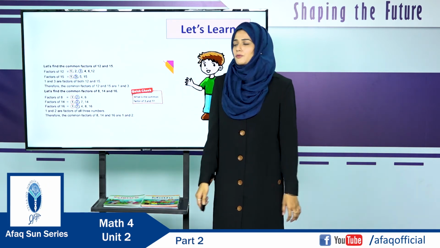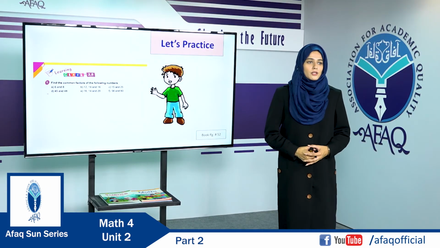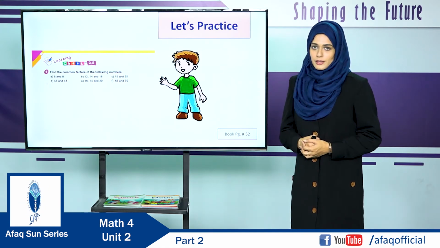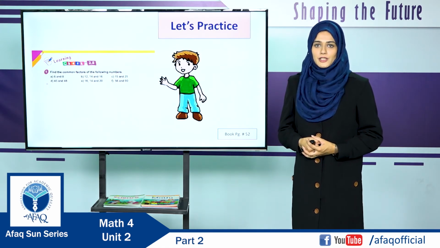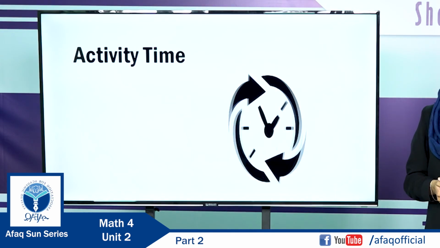So you have to find the common factors in the same manner. Here is a question on common factors. Find the common factors of the following numbers in the presence of your parents and teacher. It's activity time. Let's see what the activity is about.